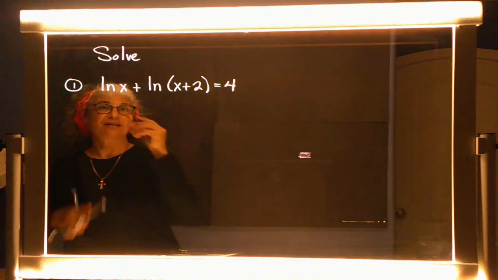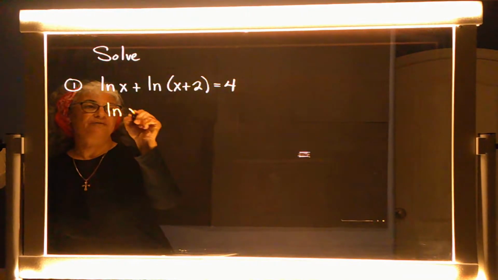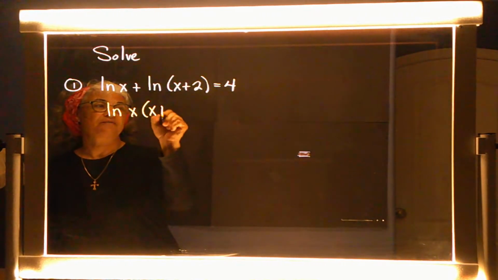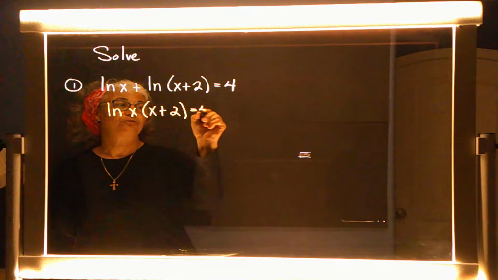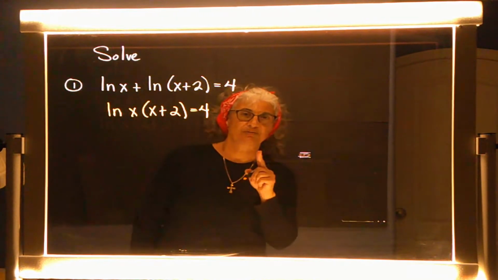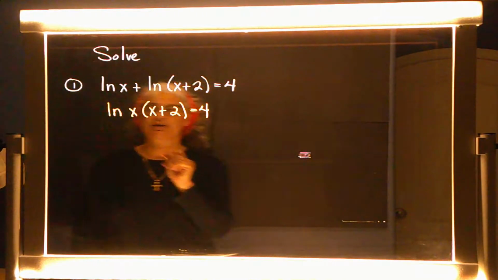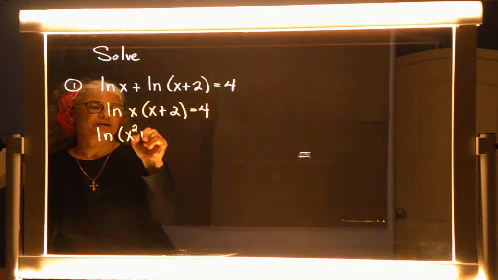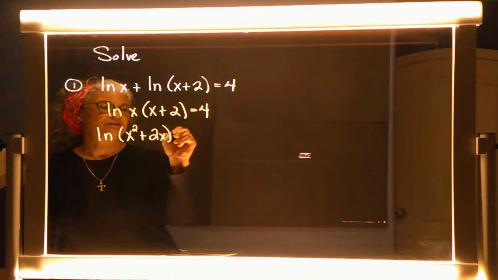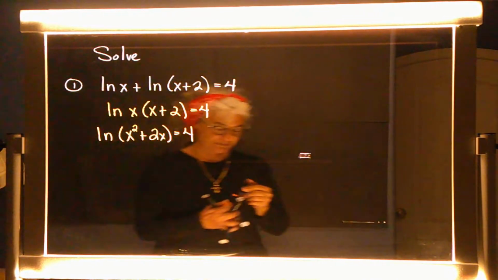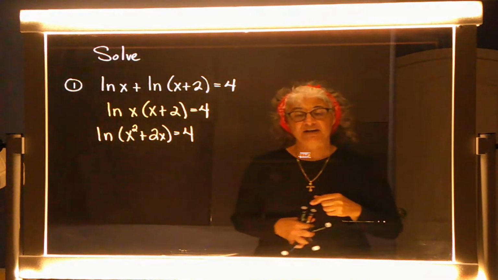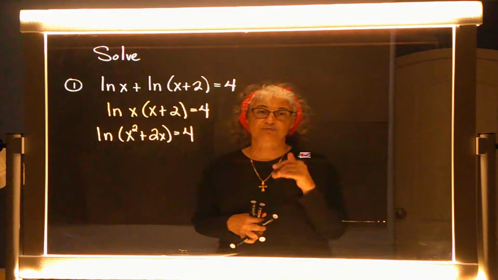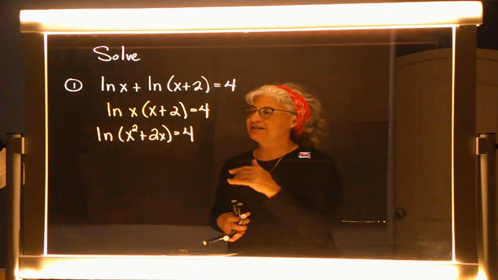So, my next line will look like the natural log of x times the quantity of x plus 2 equaling 4. And yes, I know some of you are like, let's distribute. Great, let's distribute. So I would have x squared plus 2x, right? Okay, and now you're trying to solve for x, right? You're trying to get to the x and what's in the way. That's right, the ln is in the way.